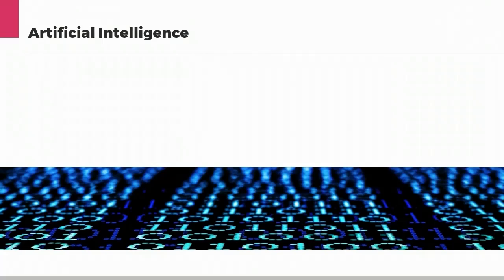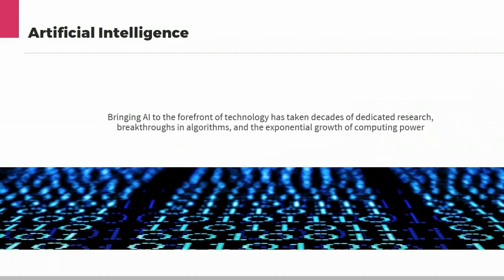Artificial intelligence has become ubiquitous, seamlessly integrating into various aspects of our daily lives. However, this was not always the case. In the early days of computing, AI was merely a concept, an ambitious goal that researchers and scientists aspired to achieve. Bringing AI to the forefront of technology like it is today has taken decades of dedicated research, breakthroughs in algorithms, and the exponential growth of computing power.